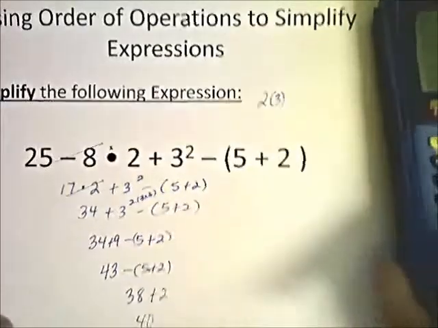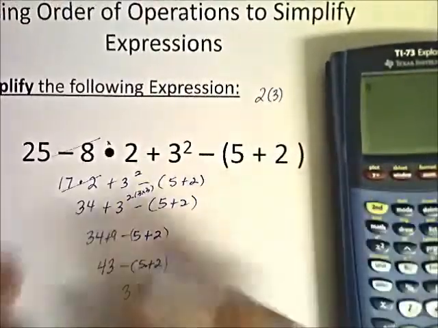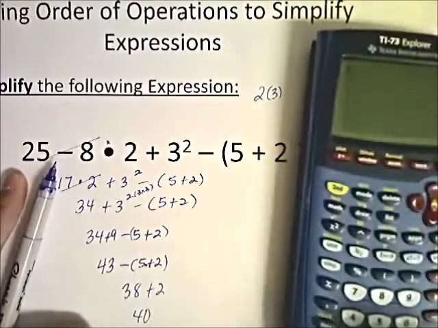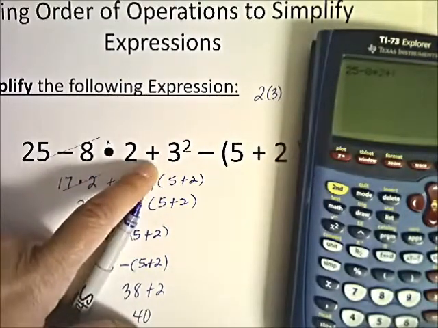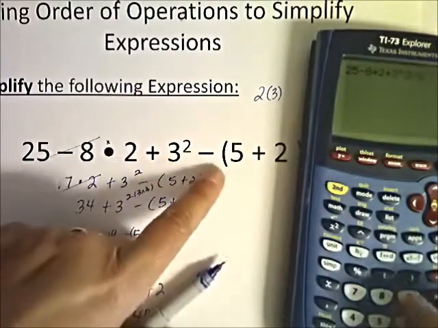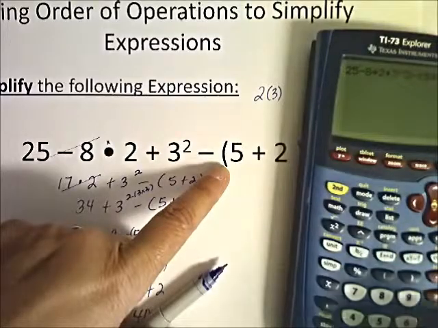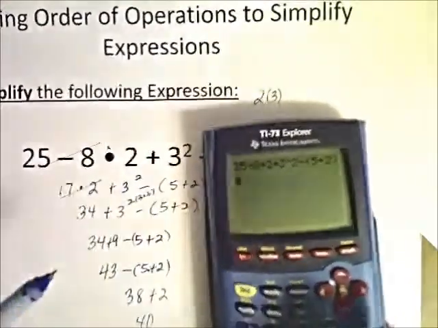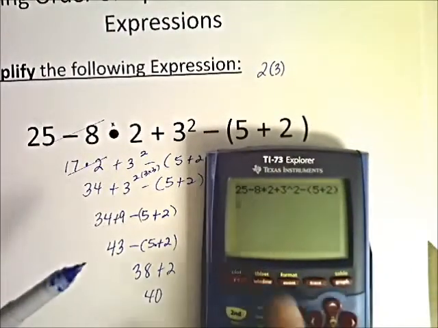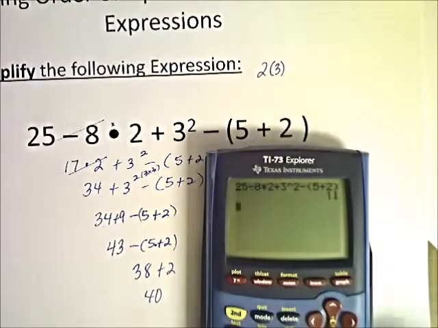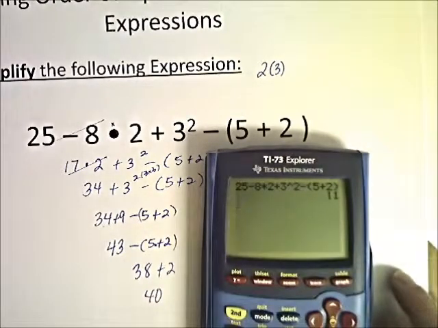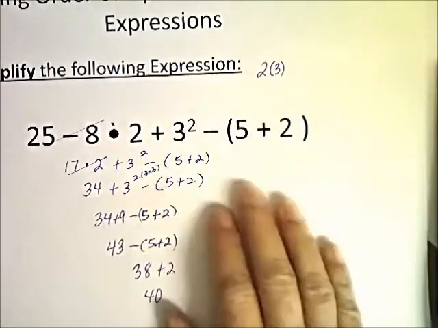But when I go to check that problem using my calculator, and remembering that I have to type it into my calculator exactly like it's written there, I would say 25 subtract 8 times 2 plus 3 squared subtract parentheses 5 plus 2, close my parentheses. So I put that problem in there, and you can see it there. 25 subtract 8 times 2 plus 3 squared minus 5 plus 2, and that's in parentheses, and you get 11. Well, how can that answer be so different? Well, the reason it's different is because the calculator followed the order of operations. But here, we didn't. We just worked the problem from left to right.